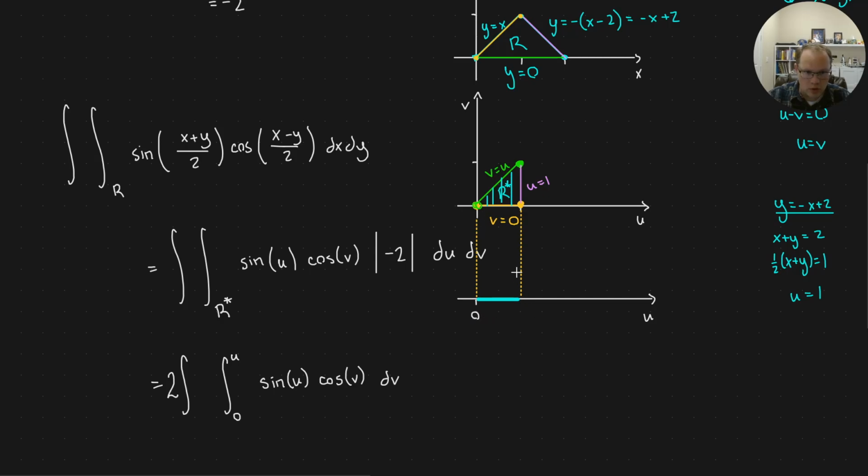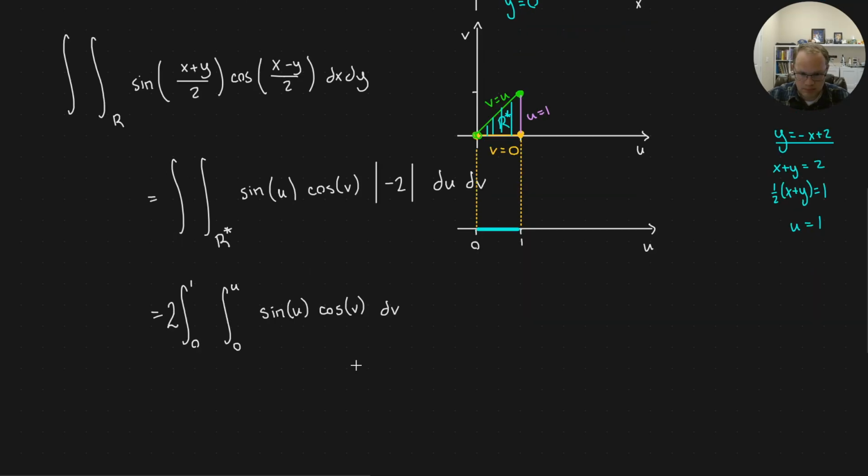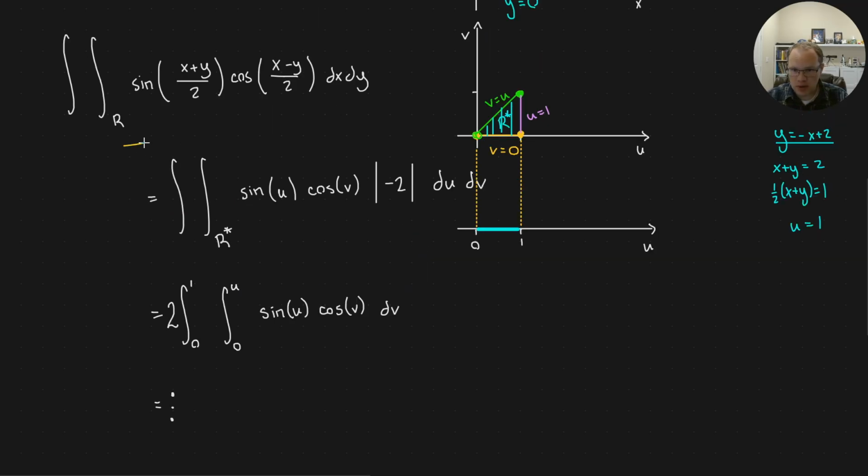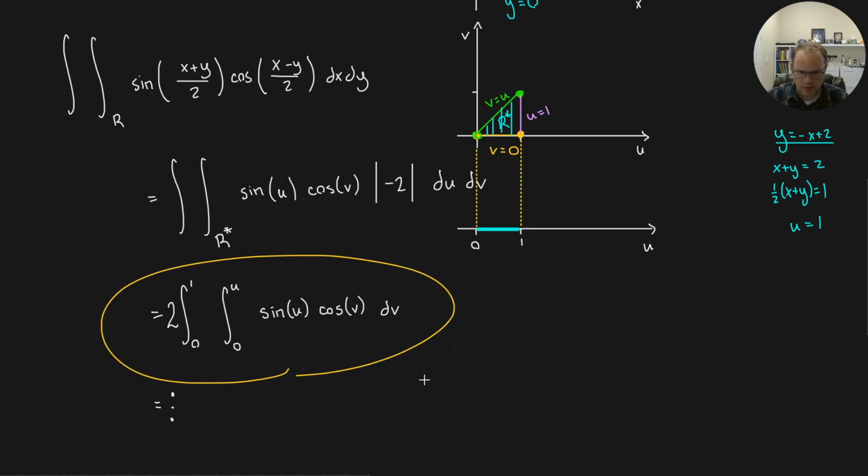And u goes from 0 to 1. Okay? And that's the integral you have to perform. Much easier than the integral we started with. Okay? This one you could try it. I don't think there's any way to do that in XY space. But this one, very straightforward integral.